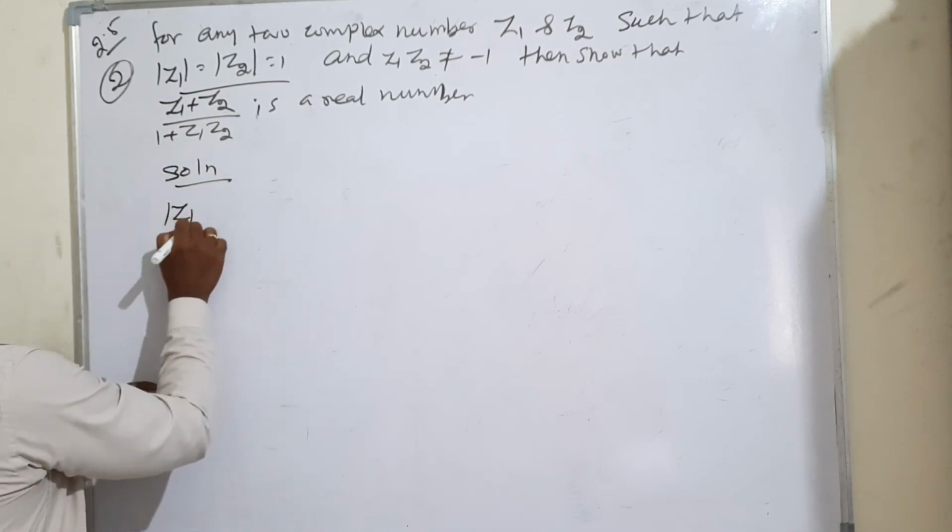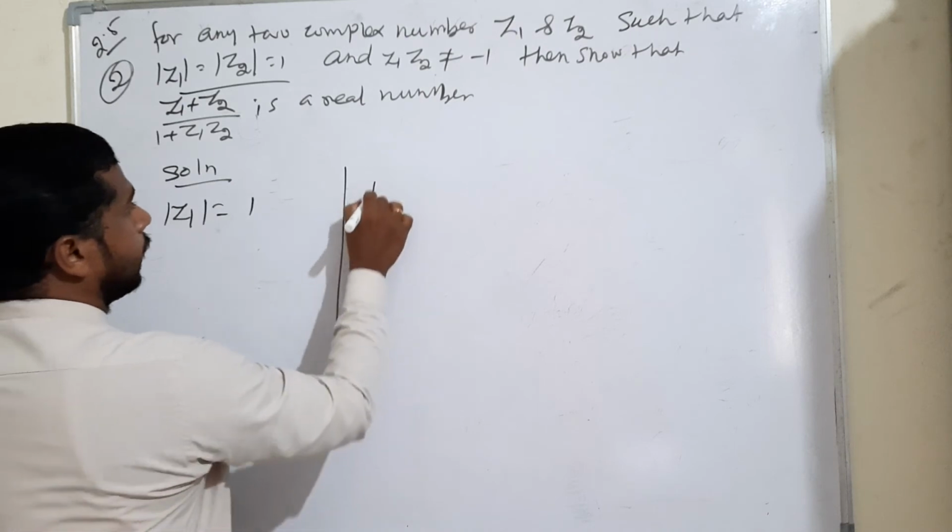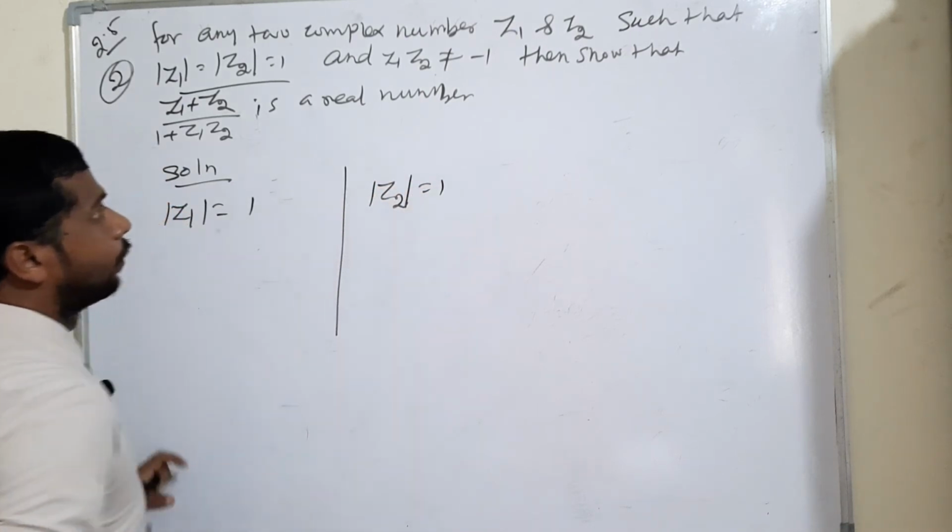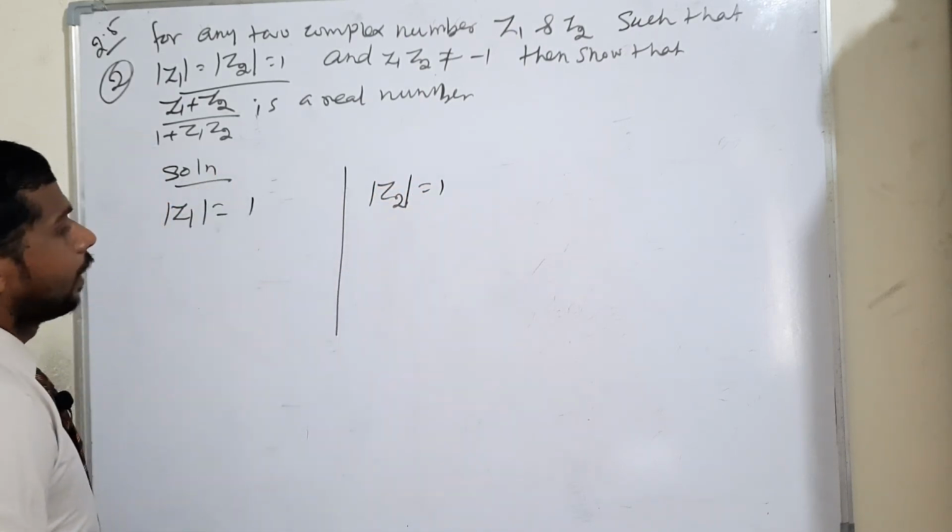Solution. What is the condition? Modulus of z1 is equal to 1. The second condition is also modulus of z2 is equal to 1. We have to show that the given expression is a real number.